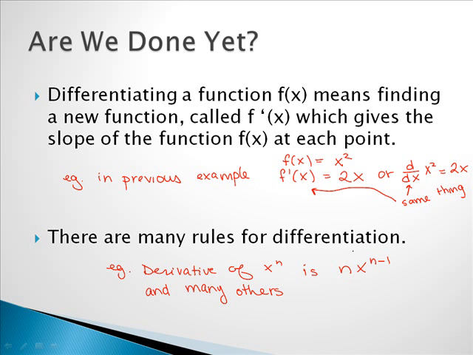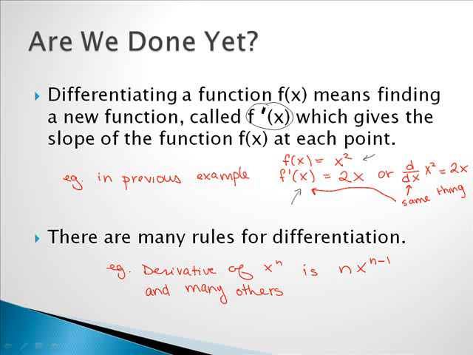Differentiating a function means finding a new function, and we call it f prime of x, and it's got that little tick mark beside the f. Here the way it's drawn actually looks like an apostrophe, but it's just a little tick mark, and it's called f prime x. It denotes the slope of the function f of x at every point. So from our previous example, if the function is f of x equals x squared, we can say that the derivative function f prime of x is 2x.